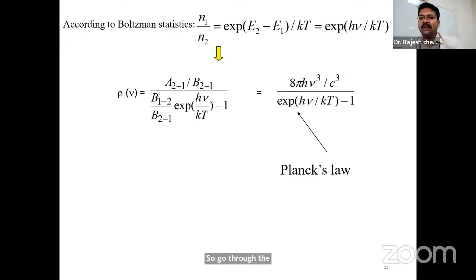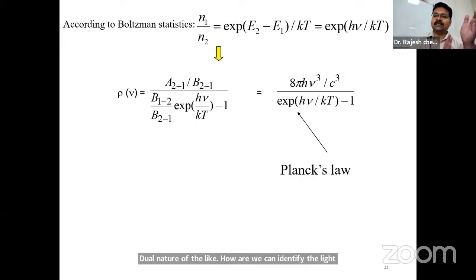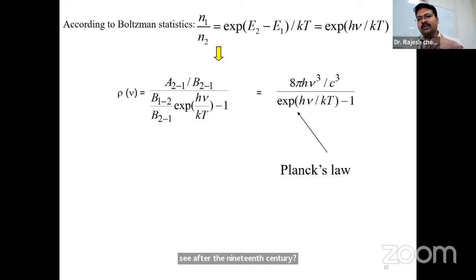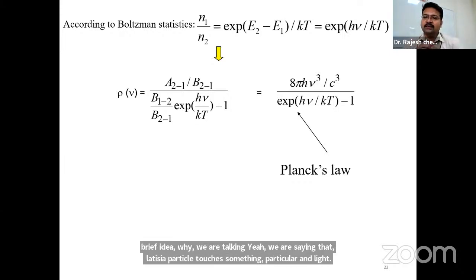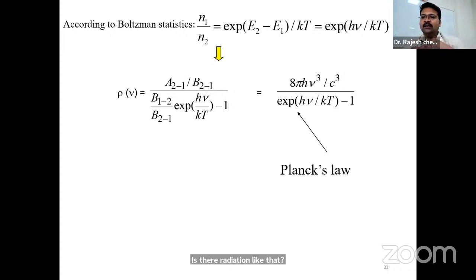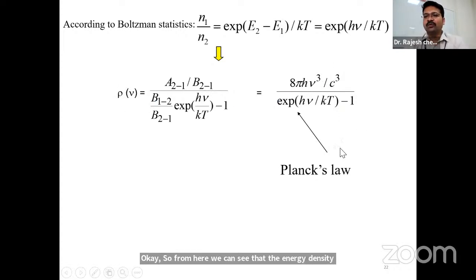How can we identify light? What scientists thought before the 19th century, and what scientists think about light after the 19th century, will give you a brief idea why we are talking about this. Here we are saying that light consists of particles, and light is also a radiation. Okay, so many YouTube videos and so much literature are there. You just go through it and get a good idea. Okay. So from here we can see that the energy density directly depends upon the frequency. What is the relation between the frequency and the wavelength? Anyone?